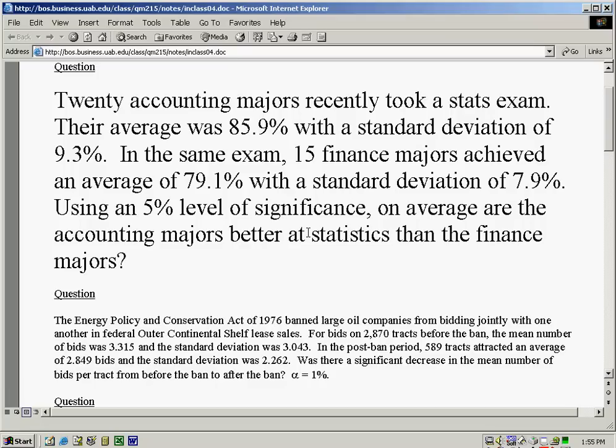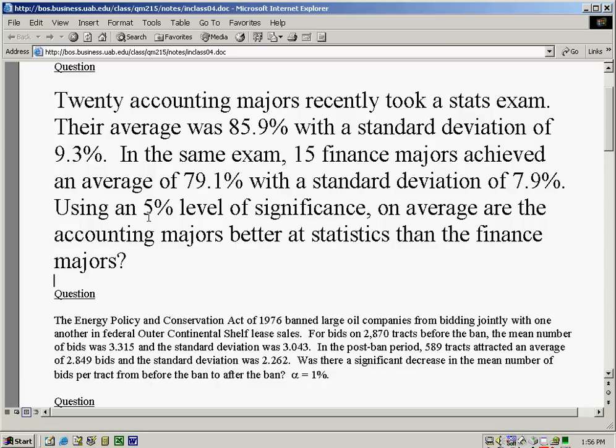Let's now do a two sample averages problem, and here's an example. 20 accounting majors recently took a stats exam. Their average was 85.9% with a standard deviation of 9.3%. In the same exam, 15 finance majors achieved an average of 79.1% with a standard deviation of 7.9%. Using a 5% level of significance, on average, are the accounting majors better at statistics than the finance majors?